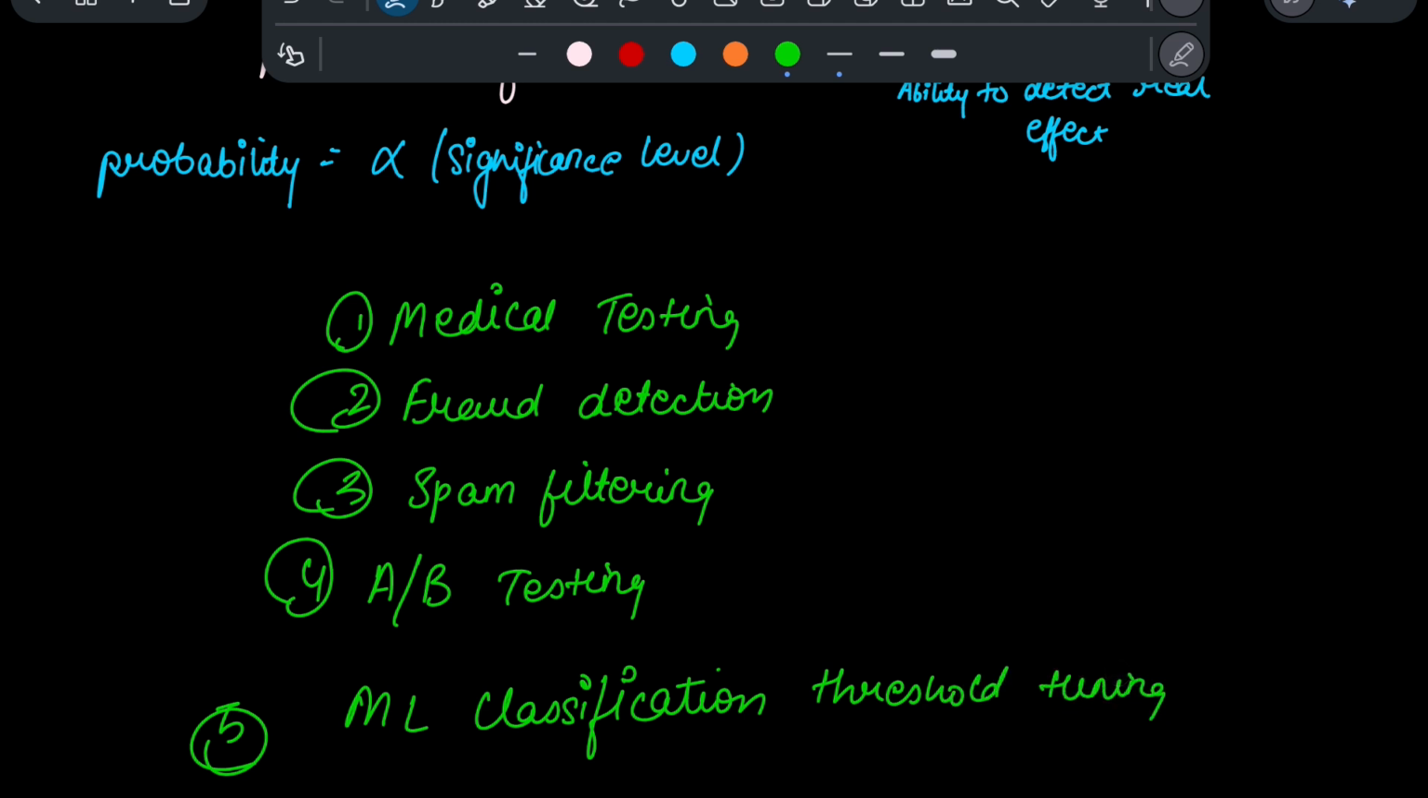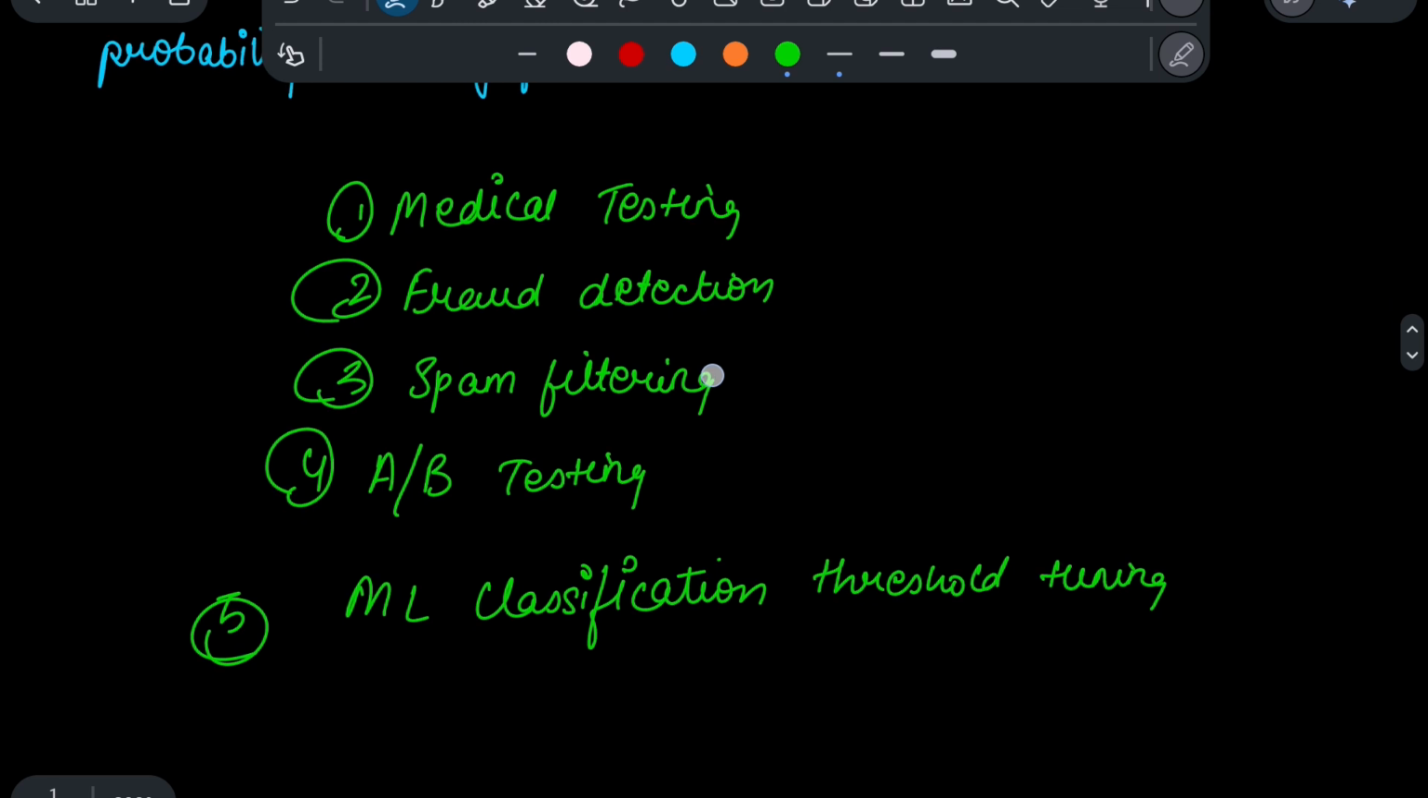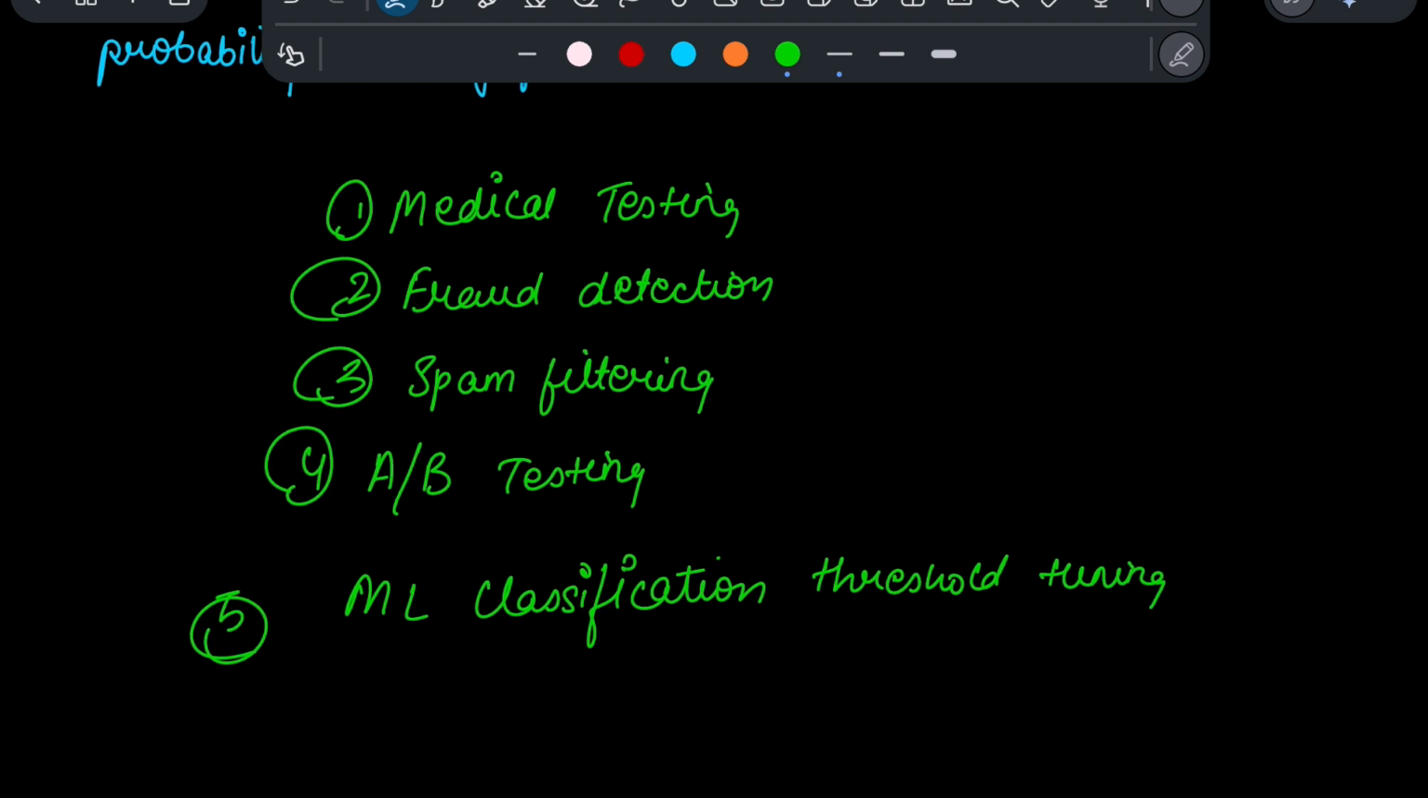So, which error is more costly? Okay, let me give you an example and you yourself decide which error is more costly. So, for example, a cancer detection. In the cancer detection, you must avoid the type 2 error, because missing a cancer case is really more dangerous than declaring a non-cancerous person as a cancerous person.